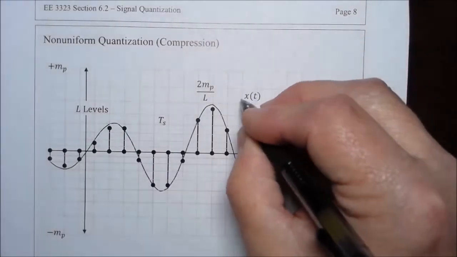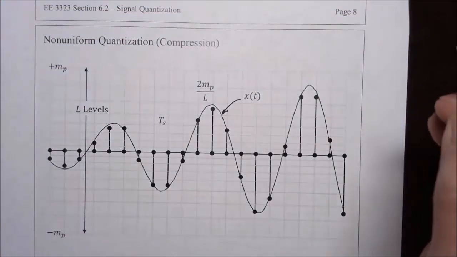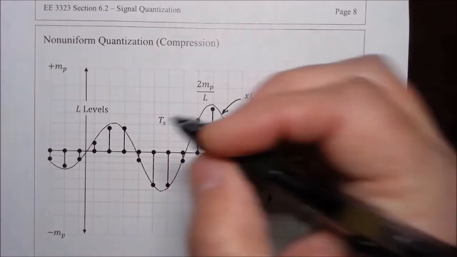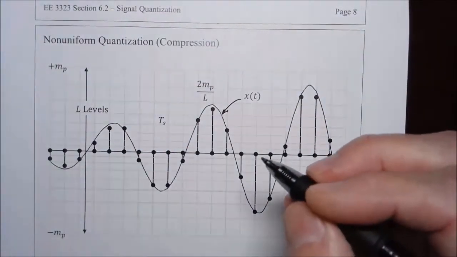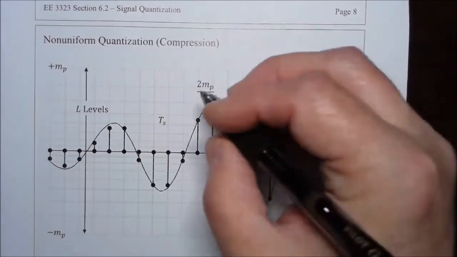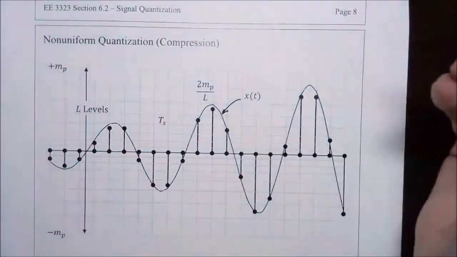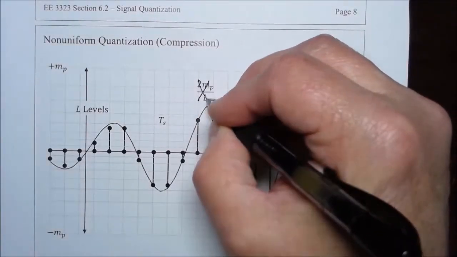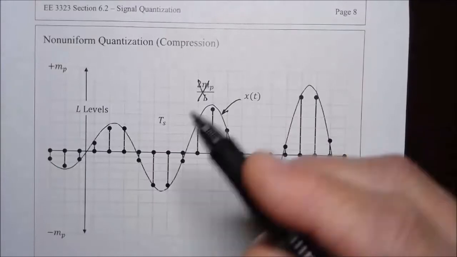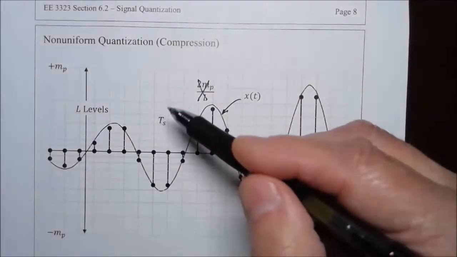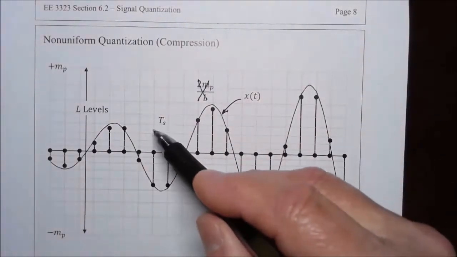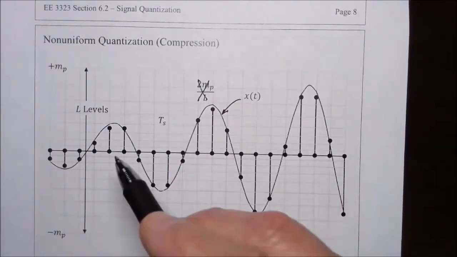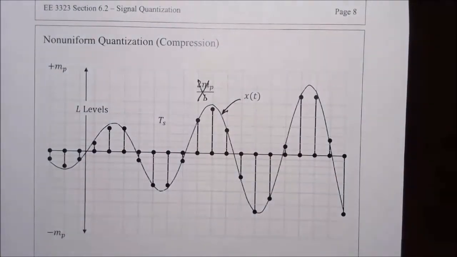So we still have our message signal x of t, and we still have L levels. It's non-uniform anymore, so I think I should remove this from the diagram because it doesn't tell us the spacing between the levels. We still are sampling periodically with a certain sampling period, and presuming we're meeting the Nyquist criteria.